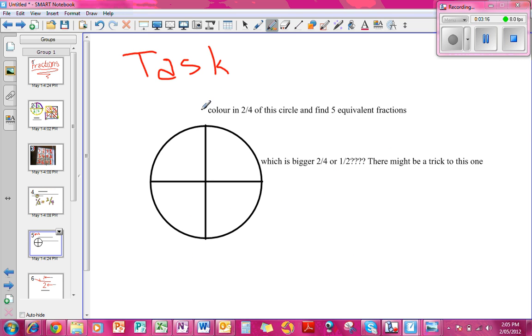Now, a quick thing for you guys to do when we're finished: draw a circle like this one in your books and color 2 quarters. So these are all quarters, and we want you to find 2 of them, and then try and find 5 equivalent fractions like we showed you before, which means 5 of the same kind of fraction. And also, just think about this one: which one do you think is bigger, 2 quarters or a half? But there might be a little trick. Discuss it with your teacher.